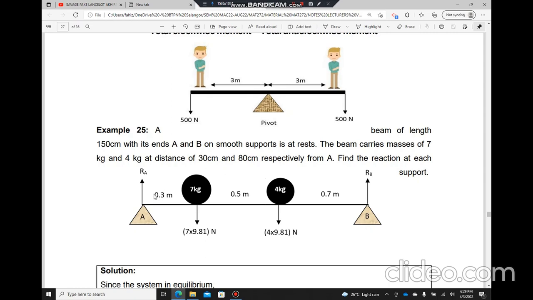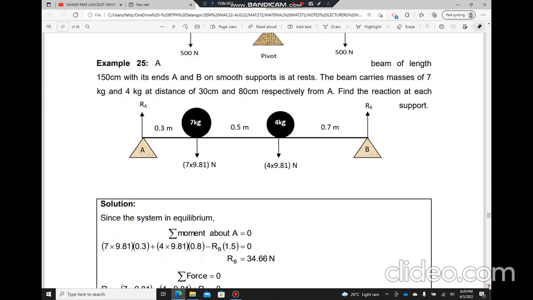Okay, so satu lagi kena ingat, make sure jarak dia kalau dibagi dalam sentimeter, kita tukar pada meter sebab kita guna standard unit which is meter. So kalau dibagi 30 cm, from A to 7 kg is 0.3 meter, from 7 to 4 is 0.5 and then 0.7 here. Sebab dia kata 150 cm with its end A and B kan, jumlah dia adalah 150 cm or 1.5 meter. Okay, how to solve this one?